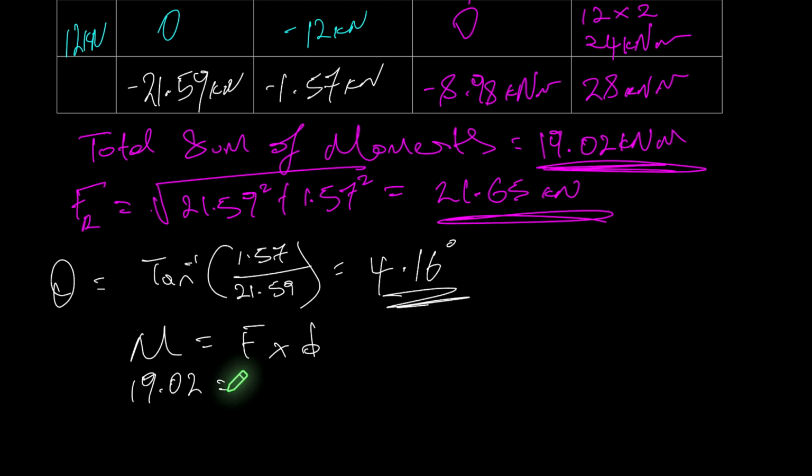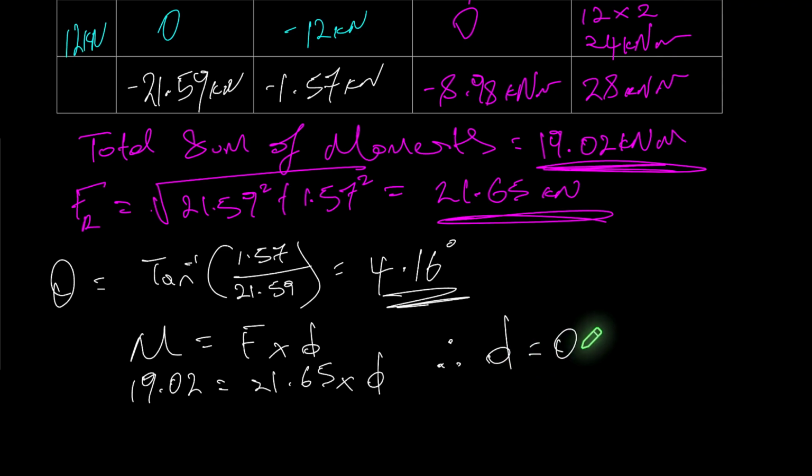and the force that we're having here is the resultant force, which was our 21.65. And we need now this perpendicular distance. So all we do here is just to divide our 19.02 by the 21.65. So therefore, our D for perpendicular distance is 0.88 meters. And that's representing the perpendicular distance. So all we need to do now is just represent this on the diagram, and I'm gonna just show you how to do that next.